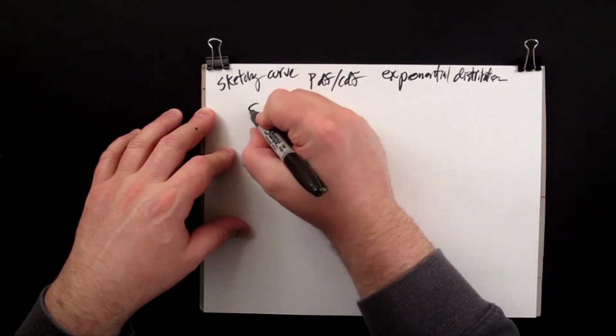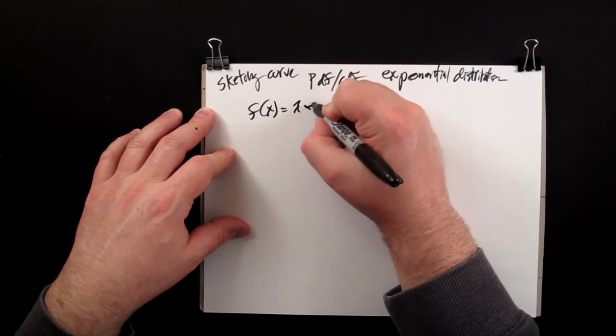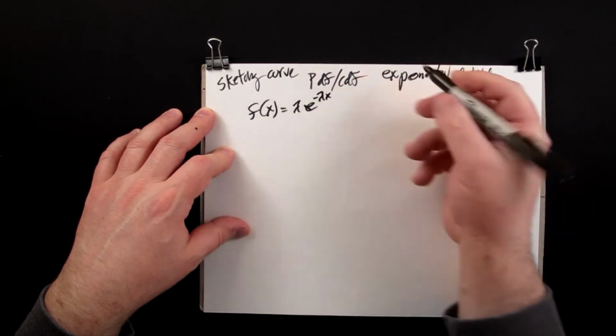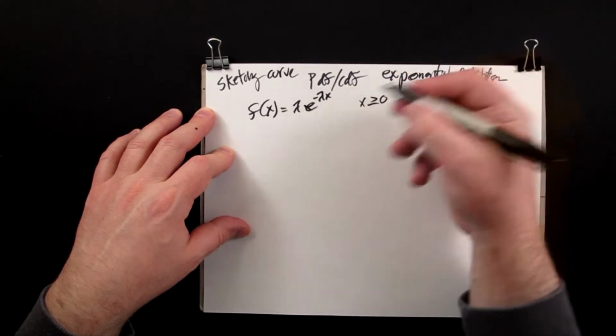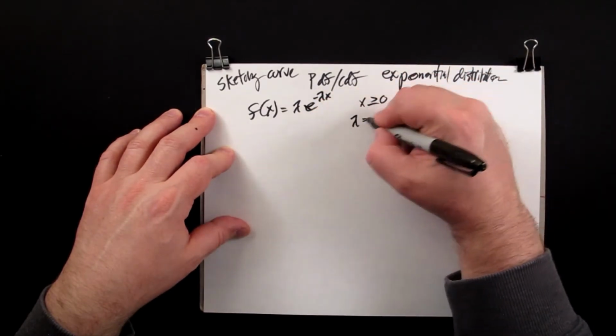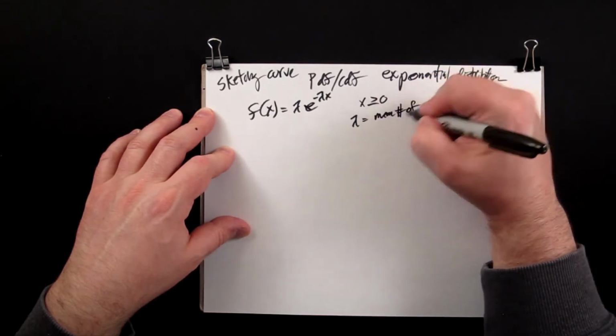So the PDF function for that is lambda e to the minus lambda x, and x has to be greater than or equal to 0, and lambda is the mean number of arrivals.